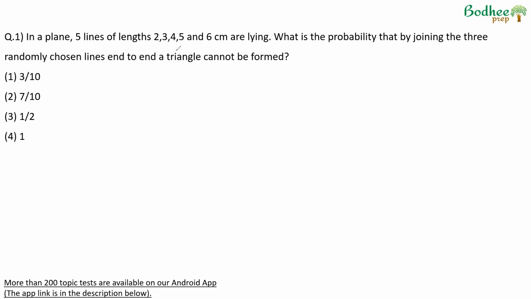If we look at the questions, in a plane, 5 lines of length 2, 3, 4, 5, 6. 5 lines are there. What is the probability that by joining the 3 randomly chosen lines end-to-end, a triangle cannot be formed? Now, total number of selections will be 5 lines are there. For a triangle, I need 3 lines. So 5C3, which is 5 into 4 upon 2, which is 10.